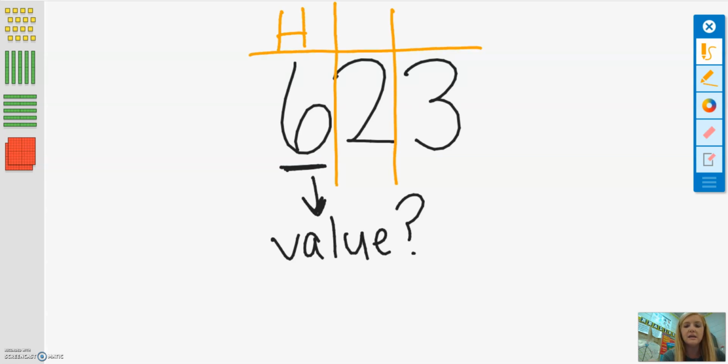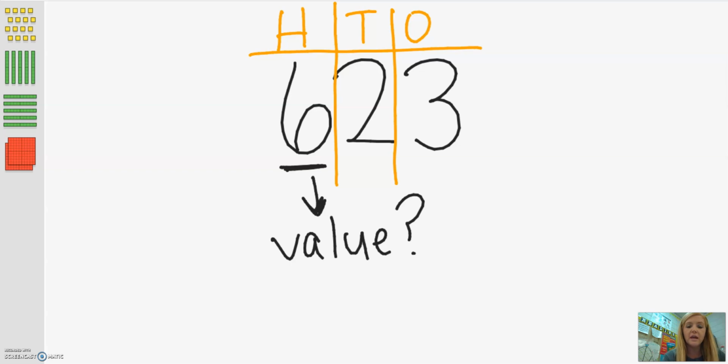So once again, draw that hundreds, tens, and ones chart above your 3-digit number to help you identify which place the digit is in. You're not going to be able to tell the value of the digit unless you know what place it's in. So the 3 is in the ones place, the 2 is in the tens place, and the 6 is in the hundreds place. I only want to find the value of the 6.